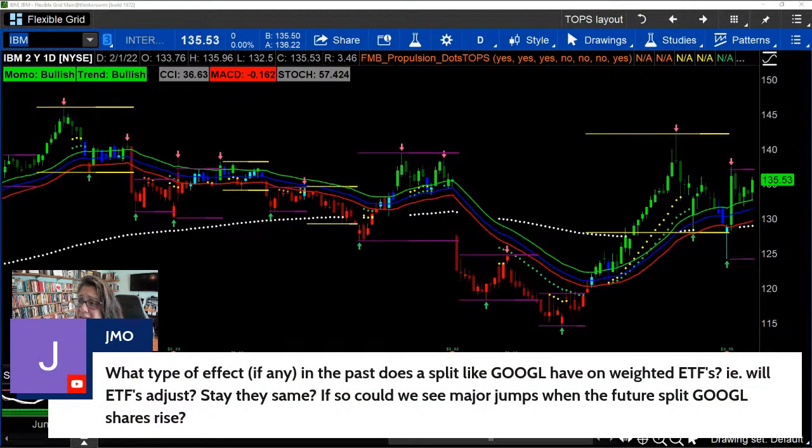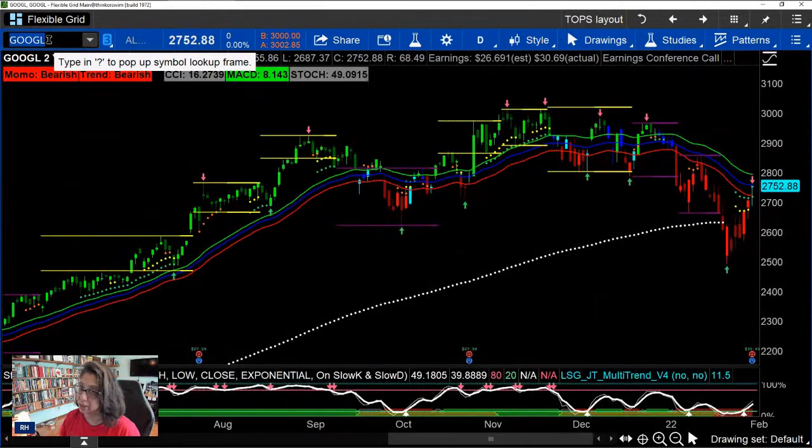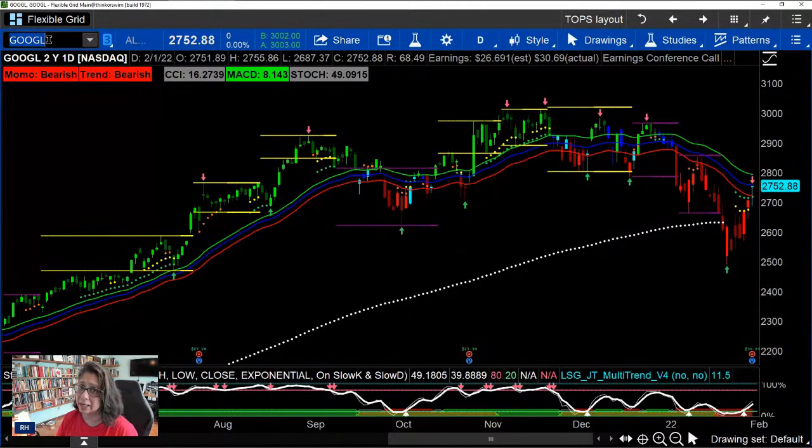JMO asks, what type of effect, if any, in the past does a split like Google have on weighted ETFs? Will ETFs adjust, stay the same? If so, could we see major jumps in the future split and Google shares rise? So anytime we see a split, I'm just going to talk historically, when you know one's coming, we didn't know this one was necessarily, now we do. It's really funny. Stocks tend to rally with a split. Now, the funny thing is, and this happened with Tesla, this is not a one-off historical. Stocks tend to rally in a coming split.